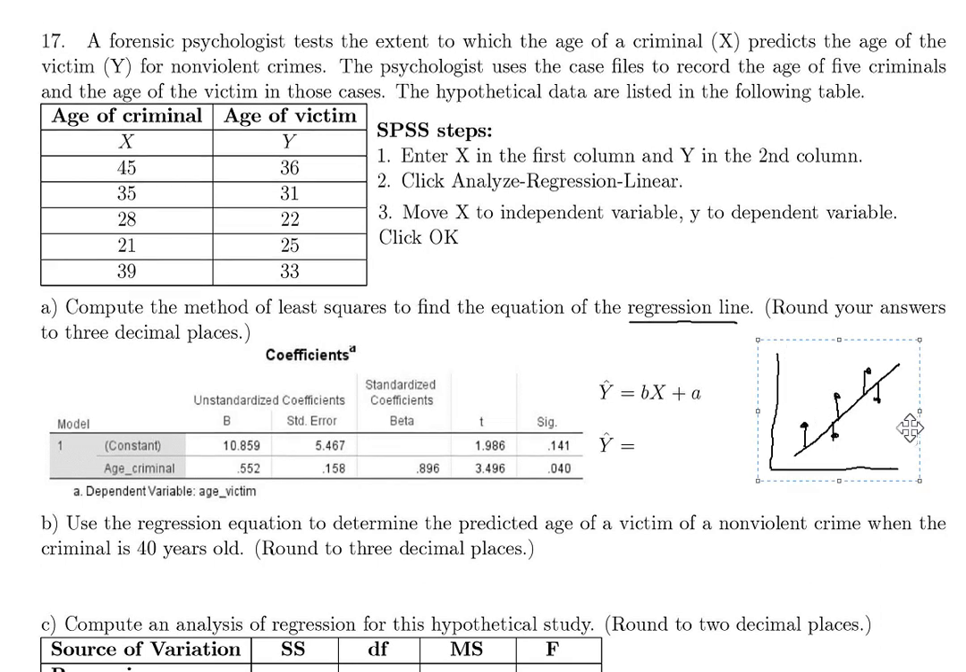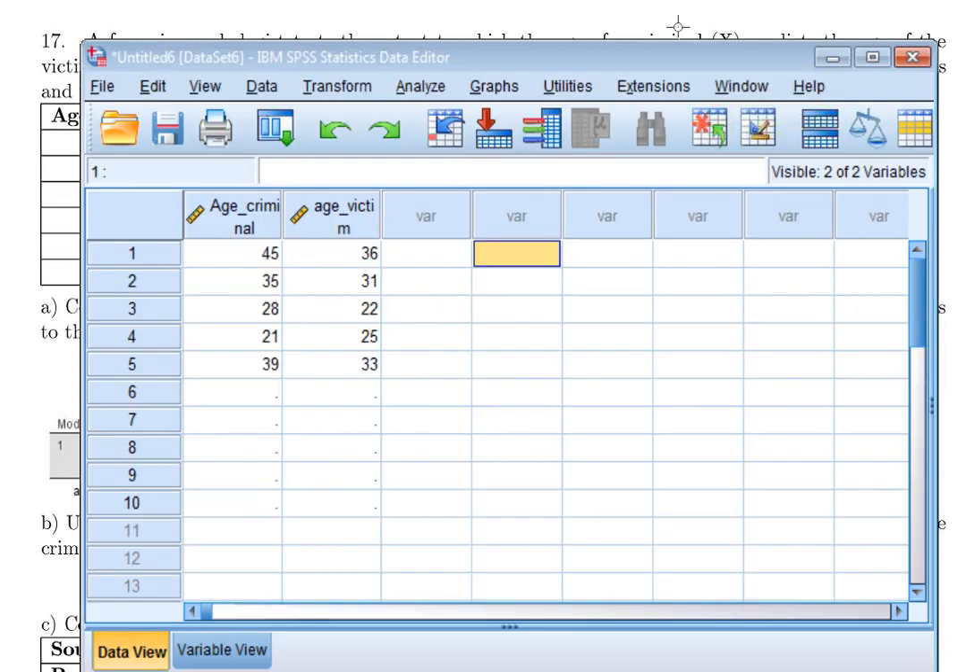So with that in mind, we're going to use SPSS to compute those values b and a, the slope and the y-intercept of the line. So we're going to enter the data in the first and second columns. We're going to do Analyze, Regression, Linear, move our variables over into the independent and dependent spots, and then click OK. So here is that data in SPSS. I've already entered it in. Age of the criminal here, and then age of the victim here. So both scale variables. Nothing special, don't have to define anything.